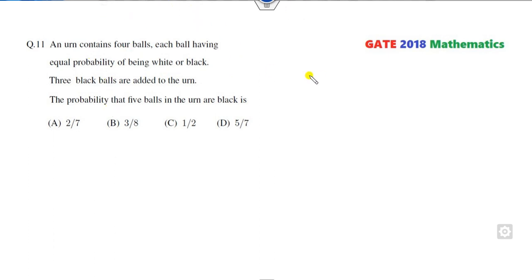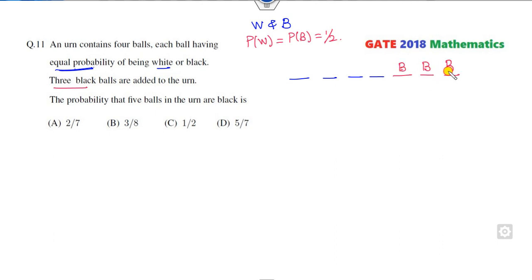An urn consists of 4 balls, where each ball has an equal probability of being white or black. What is the meaning of that? The probability of white and the probability of black are the same. They each have equal probability. I consider that 3 black balls are added.